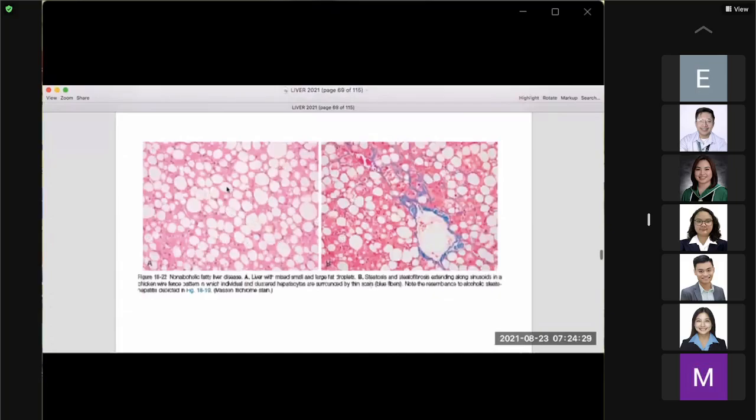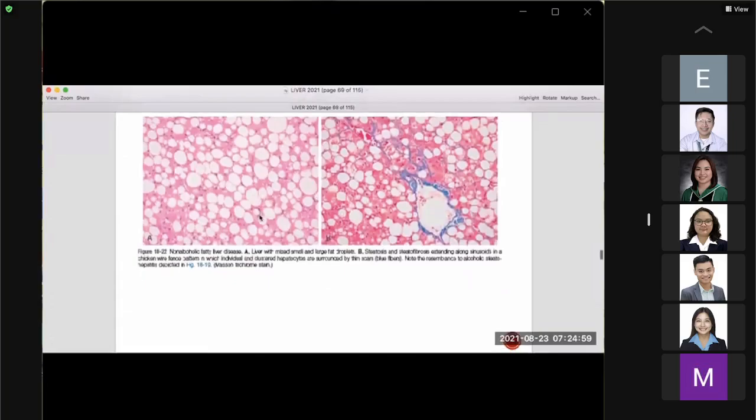Okay, so this is non-alcoholic fatty liver disease. You get to see the fat vacuole and fat cyst formation. There might be presence of fibrosis. Okay, however, what we get to see as well is, as I mentioned earlier, in the absence of cirrhosis, patients with non-alcoholic fatty liver disease have risk of developing hepatocellular carcinoma.